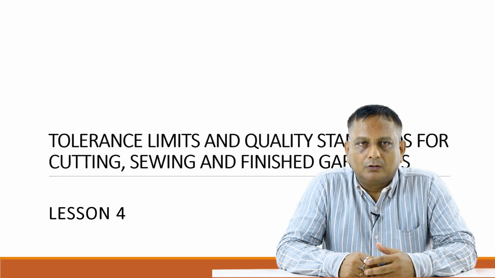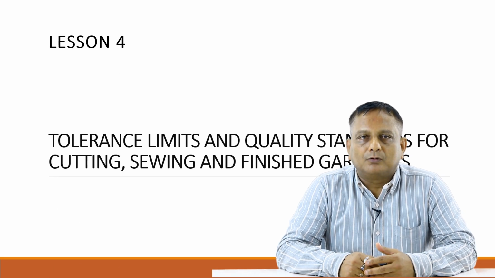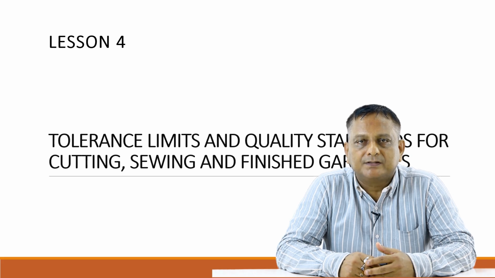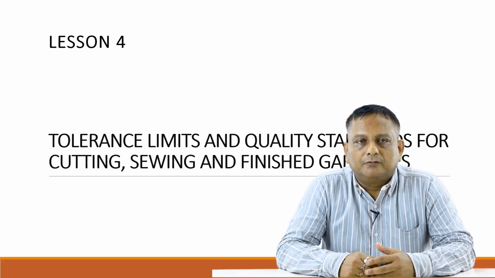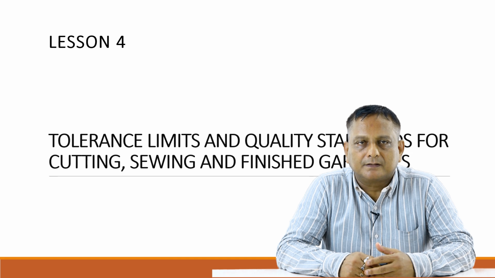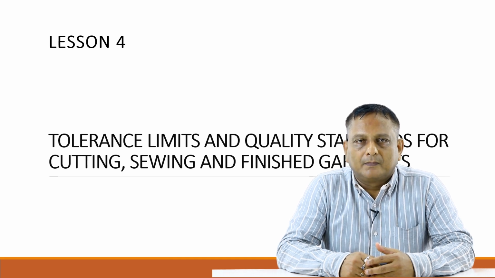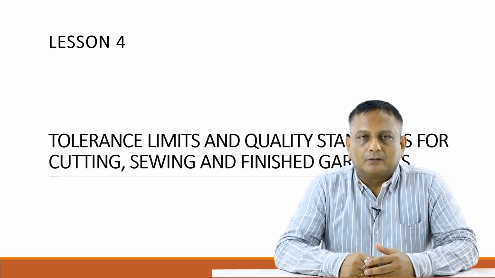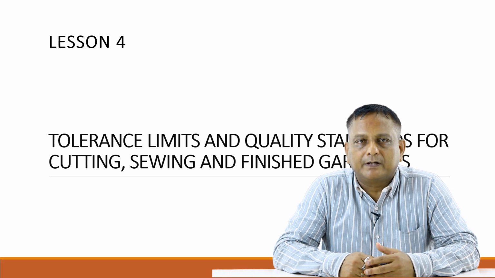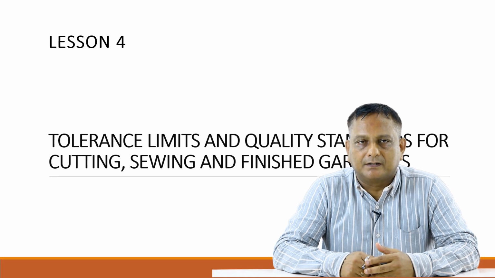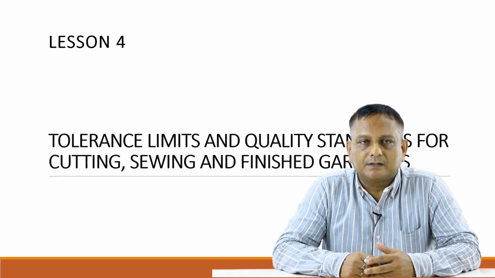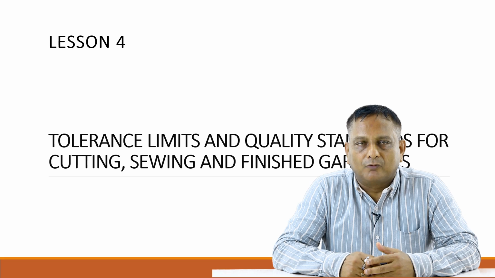Now today we will talk, in lesson 4, about different tolerance limits and quality standards for different manufacturing processes of garments, that is cutting, sewing and finishing. These are the important aspects in the garment industry. How much tolerance should we give for different kinds of garment, what are the tolerance limits, what are the different processes involved in garment manufacturing, and what are the quality standards applicable for them. These are the points of discussion in lesson 4.